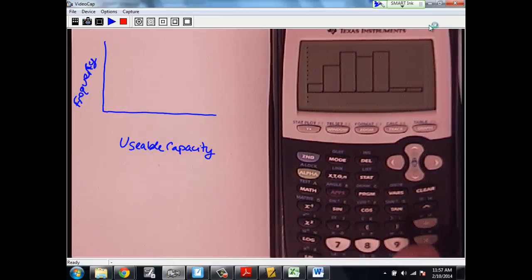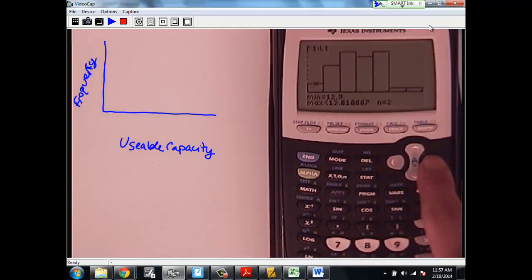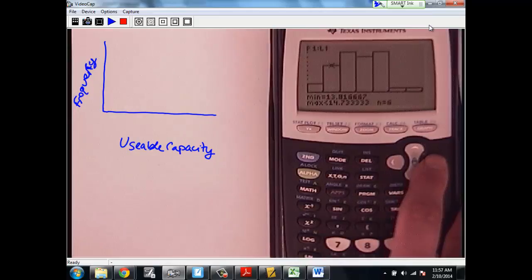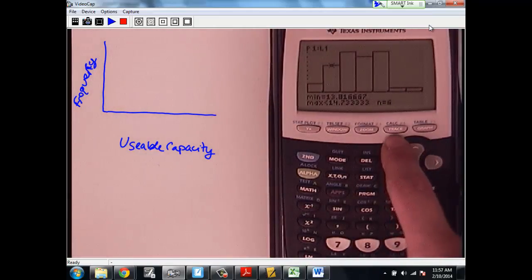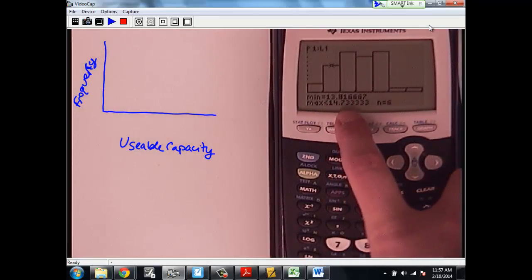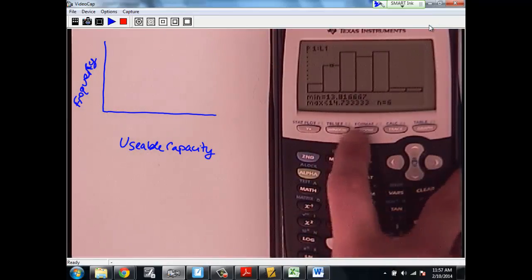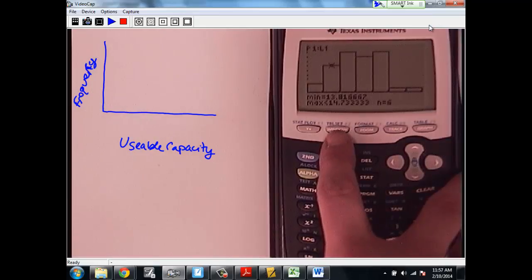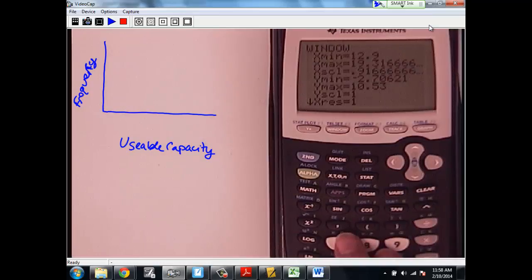Bam, look at that. But when we trace along here, are you really going to recreate that on your paper using those digits? If I push the trace button? Yeah. But do I want to scale my axis and count by those funky numbers? Not if I'm trying to trick Miss Rupe into thinking I did it by hand, right? So what do we do? We go to our window, and instead of counting by 0.91666, how about we just count by 1?